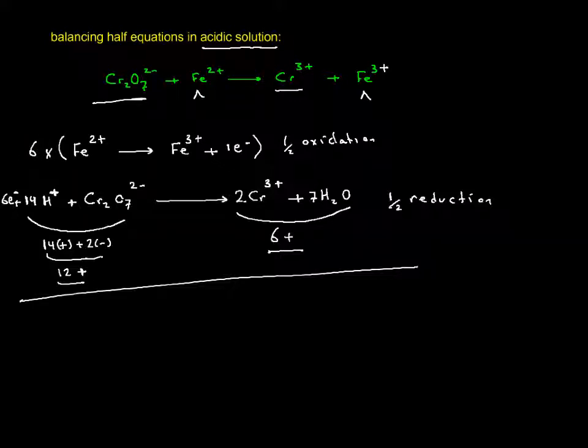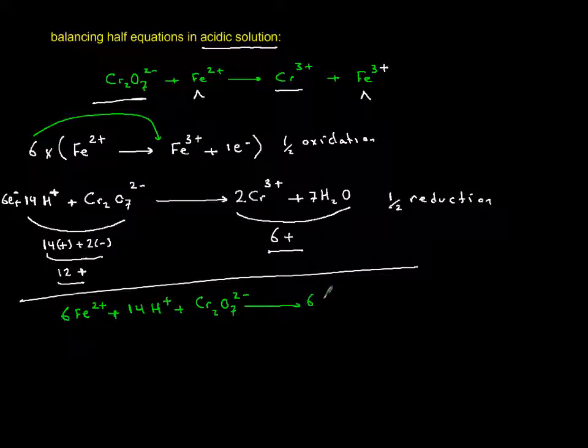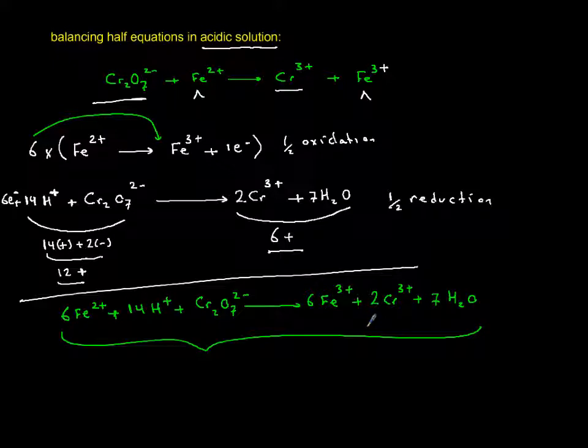So we are ready. 6 times Fe is 6Fe2 plus, if you do that, the 6 electrons cancel each other out. The remainder of the reactants, you have 14 H pluses, which represent your acid, plus dichromate ion. On the product side, don't forget the 6 gets multiplied by all of them. So you have 6 iron 3 plus, 2 chromium 3 plus, 7 H2O. This reaction is balanced, and you can look at number of atoms. They are all the same on both sides.